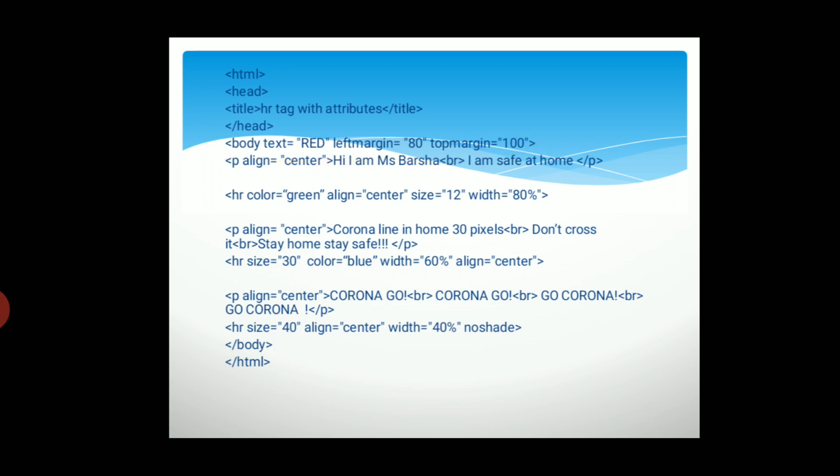Okay, so along with text, BG color, and background, left margin and top margin are also attributes of the body element. And next, P align equals center. This line will be in the center, but I have used here BR, means this line and this second line will be on two different lines. Okay, and I have inserted here HR, whose color is green, and align is center, size is 12, width is 80%. Okay, next I have also inserted a paragraph.